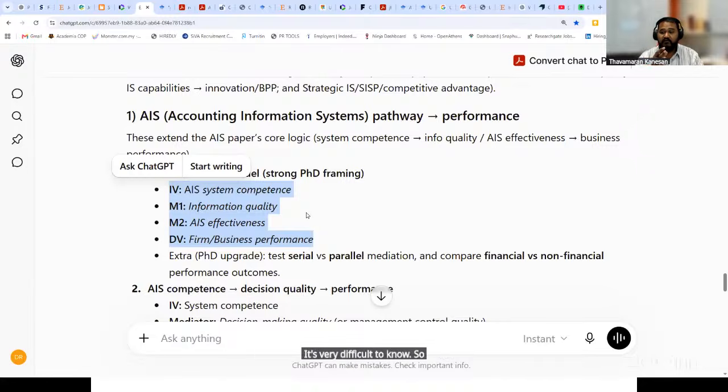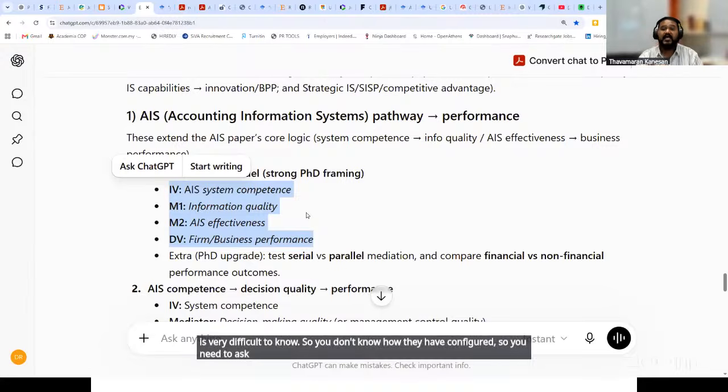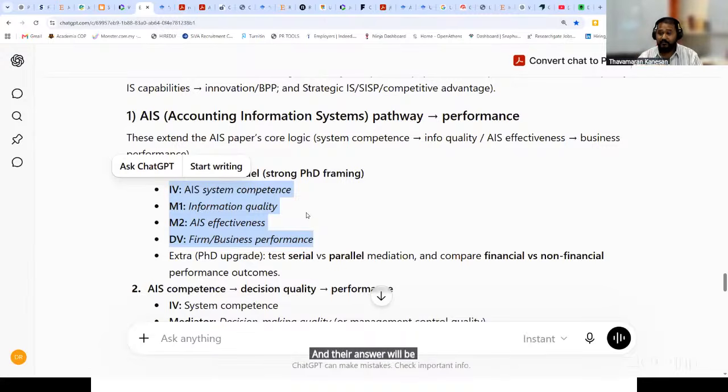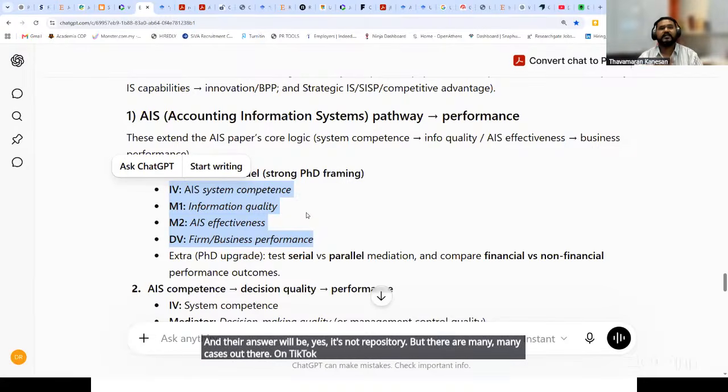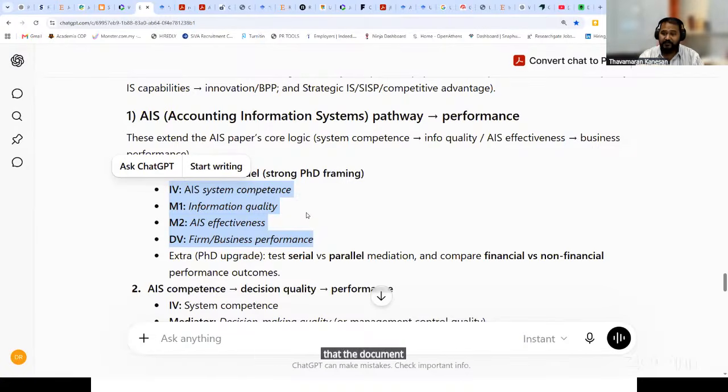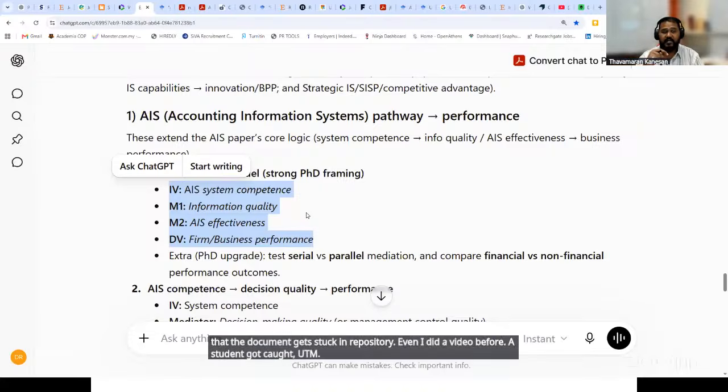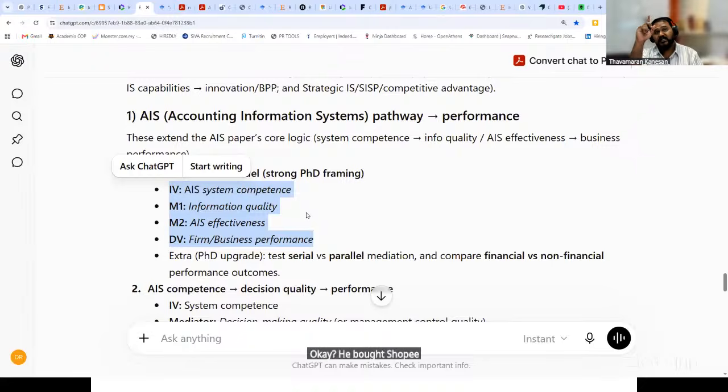So you don't know how they have configured. So you need to ask them very clearly. And their answer will be, yes, it's not repository. But there are many cases out there. On TikTok also got many cases that the document gets stuck in repository. Even I did a video before. A student got caught, UTM. He bought Shopee. The thesis was sitting in Brunel University, UK. He is in Malaysia. Thesis is in Brunel University repository. So up to you.